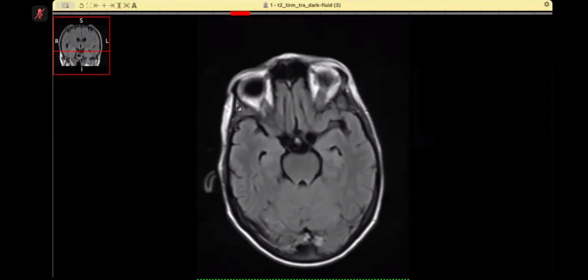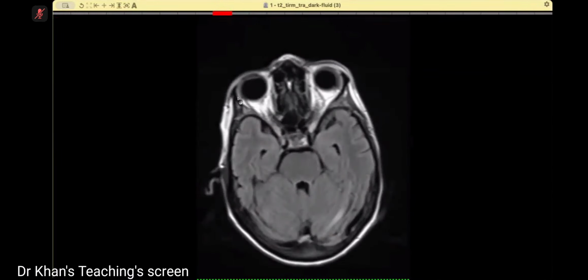Candidate 1. This is your last case. This is a 61-year-old with a previous history of lymphoma, but apparently the patient has been treated for lymphoma. So there is a previous history. The patient has presented with diplopia, facial tingling, headache. So I'm showing you a FLAIR sequence.